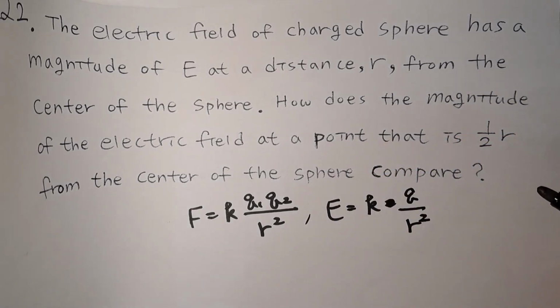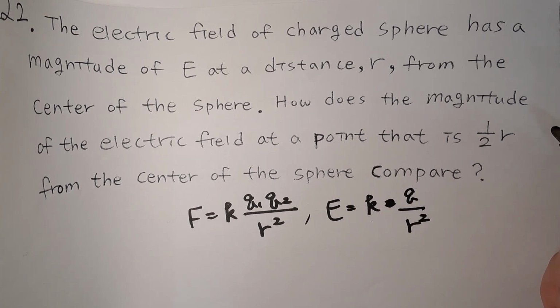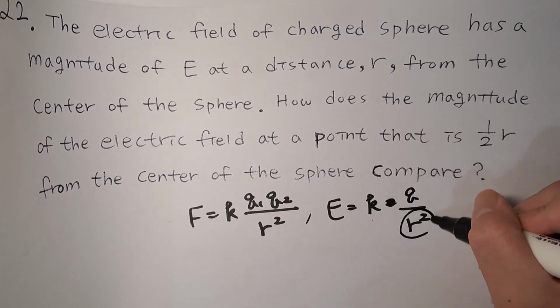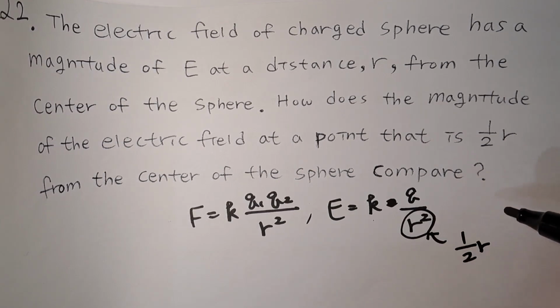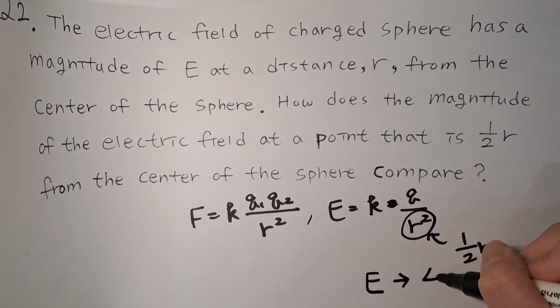The equation of electric field is K, the constant, multiplied by Q over R square, and the R is going to be 1 over 2R. We are going to apply 1 over 2R. So the electric field is going to be 4E.